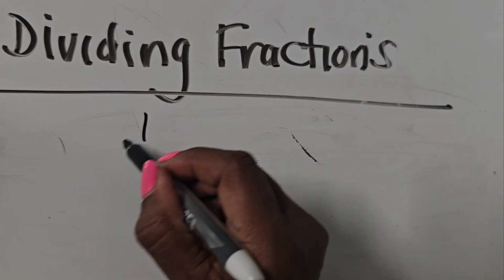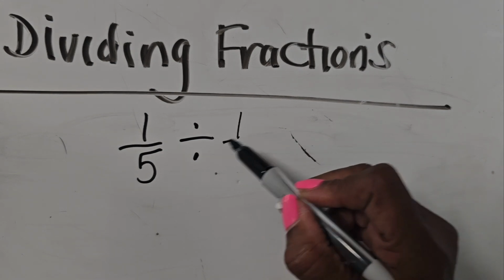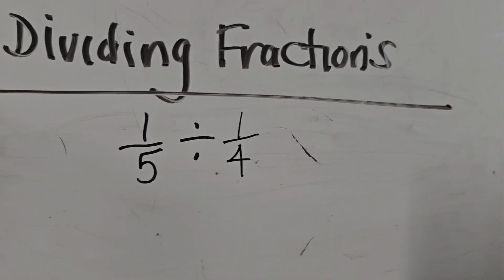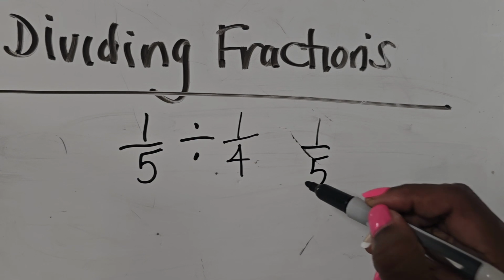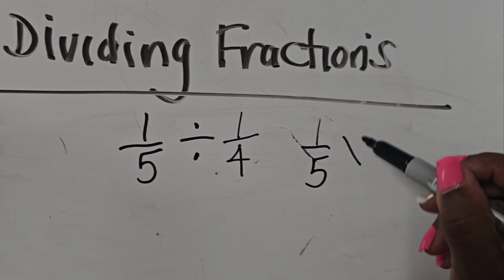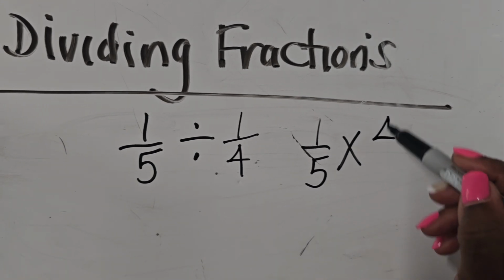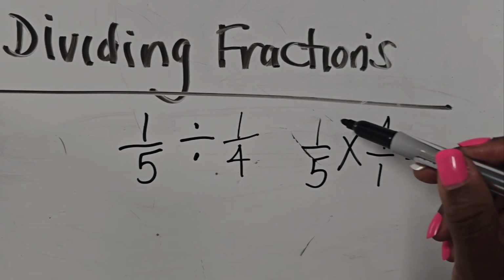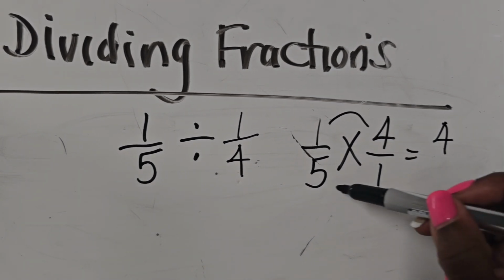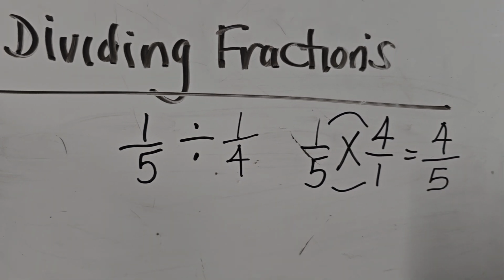The next one is 1/5 divided by 1/4. Okay, I give you a minute. Get your scrap, get your pencil, set yourself up. This becomes 1/5, stays 1/5. The division becomes a multiply. And the second fraction, you flip it around and put the 4 on top of the 1. Now you're ready, okay? 4 times 1 is 4, and 5 times 1 is 5. I cross multiply. Did you also get 4 out of 5?